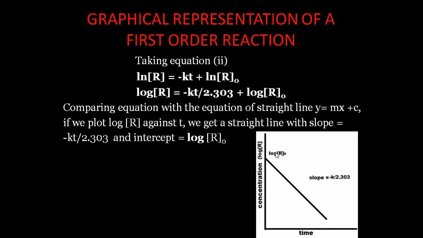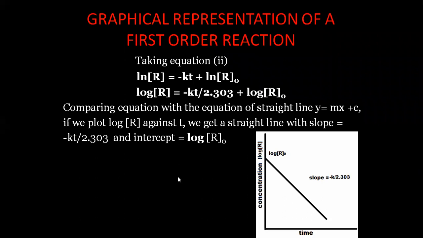When you start with the initial concentration R naught, that will be the maximum concentration. As time increases, the concentration of the reactant will go on decreasing. Please make a slight change over here. Please don't write this as T, because T is nothing but X. So here the slope will be minus K by 2.303, which you can see in the graph also, not minus KT by 2.303. There is a slight typing mistake over there.